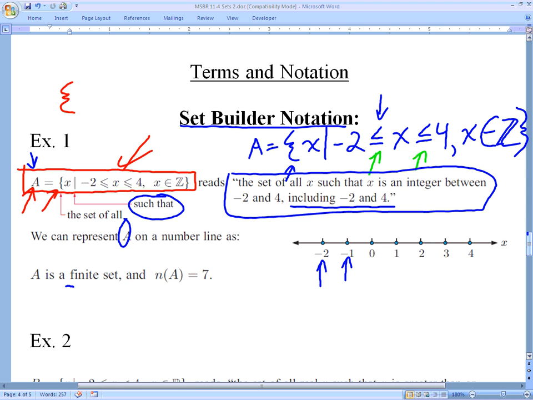So we call this a finite set, to use some vocabulary from last time. And we can notate that saying n, the number of terms in A, or the number of elements in A, equals 7. And that is, again, a finite set.